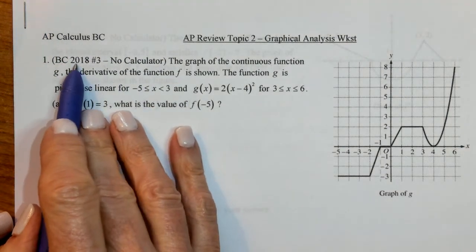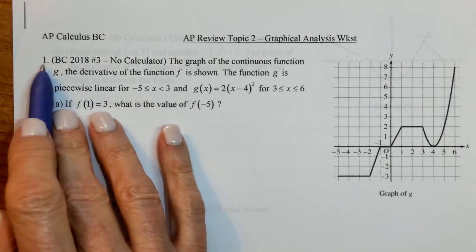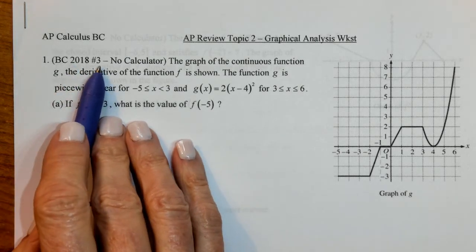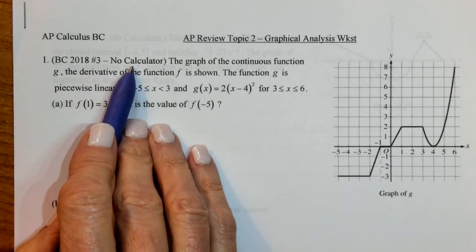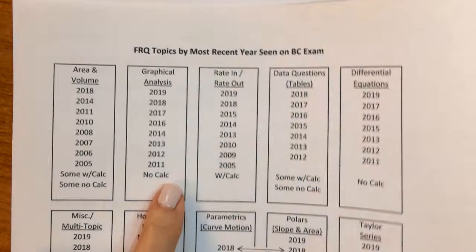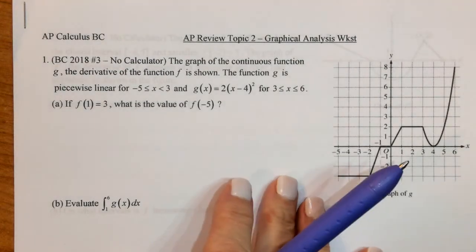This first one is from 2018. So if it's not number 1 in your packet, go find 2018. This was number 3, so no calculator. These are always a no calculator question. So put your calculator to the side.